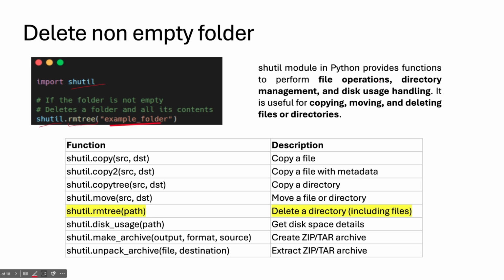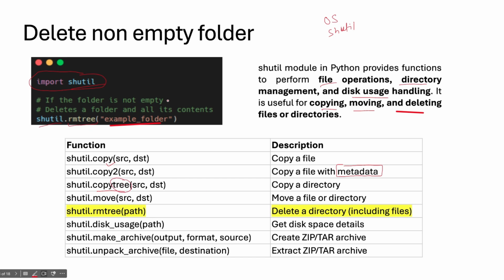This module is provided by Python to handle files, directory management, and disk usage: copy, move, delete. All these operations you can do with this module. You can also use os, but this is also available. With shutil, you can do copyfile, and you can do copy with metadata. Metadata means when your file was updated, your access details, and your permission details will also be there.